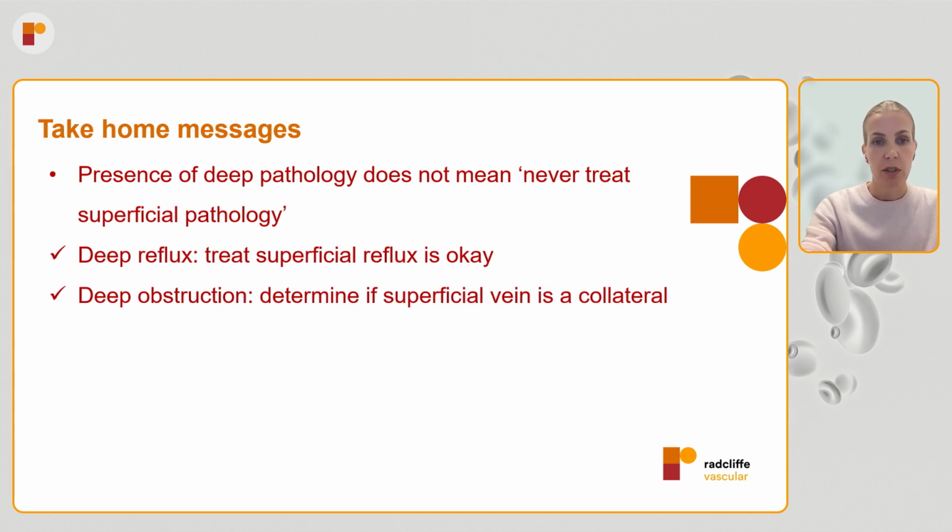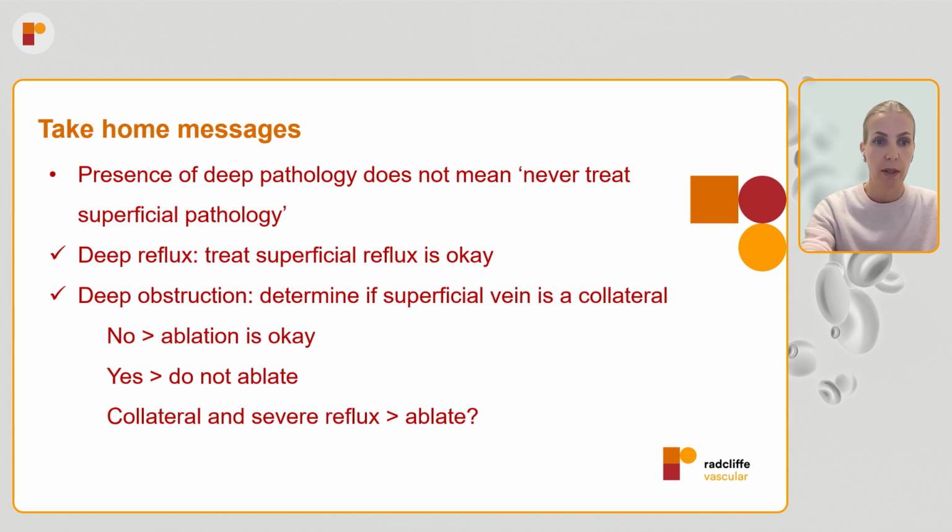But in case of obstruction, the key thing is to determine if the superficial vein is a collateral or not. If it's not a collateral, you can ablate it, that's fine. If it is a collateral, then please do not ablate it because you will make things worse. And if there is a collateral and there is severe reflux, then that's up for debate. I think if there's severe reflux, then you can ablate. But again, you have to be really sure that there is no collateral function left anymore. When in doubt, I think that's also very important: just ask for help.